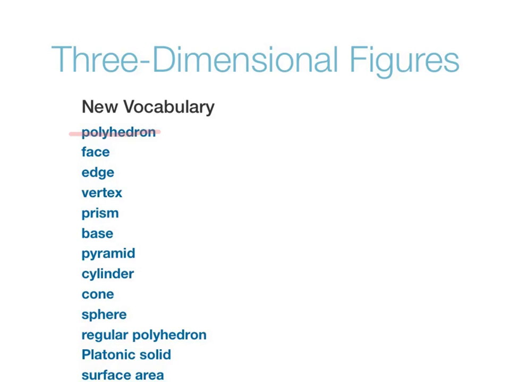Next, the base is the next most important one. The base is actually the shape that makes the polyhedron. So if you've got a triangular based pyramid, it's the triangle on the bottom. If you've got a square prism, then it's the square. So make sure you differentiate between what is the base and what is the face.